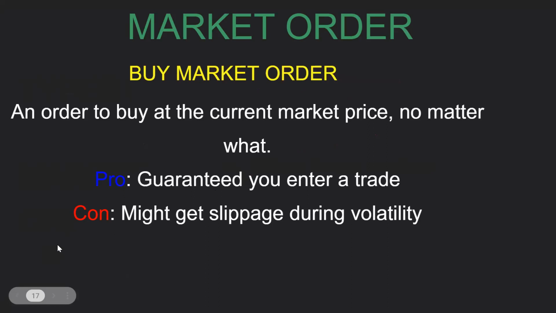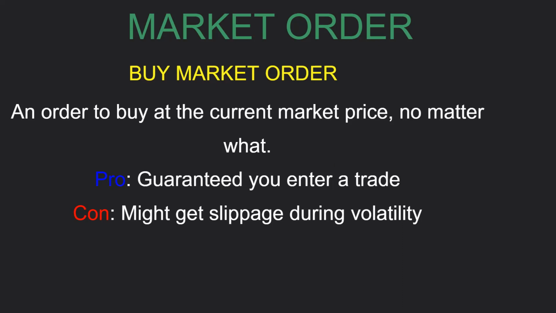Okay, so the first order type we have is the market order, and I define a market order as the order to buy at the current market price, no matter what. Let's say the price of gold is 2030. Whenever you use a market order, you're buying at the current market price. You're buying at that 2030. You're not buying it lower, neither are you buying it higher. So a market order is what makes you enter the market.